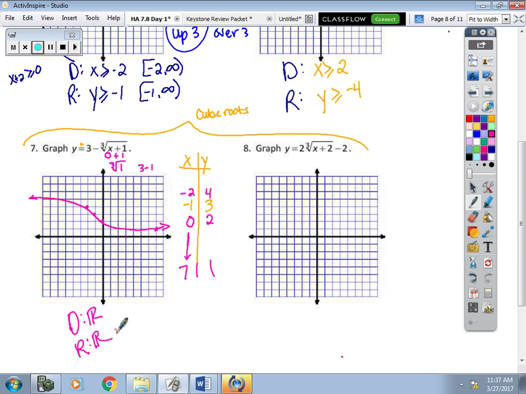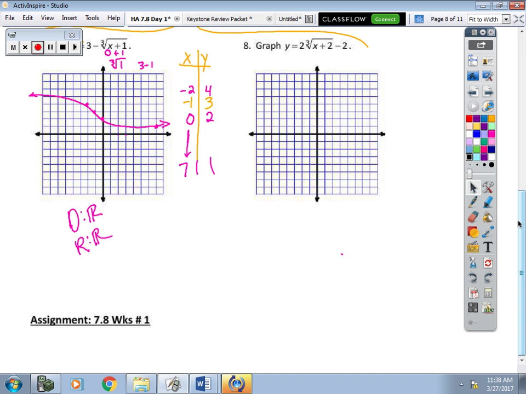We're not going to get a chance to finish 8 because the bell's going to ring here in just about a minute, but you would do the same process with that one. And if you'd like, you can check my teacher page to see how that one looks. Homework is 7.8, worksheet number 1. There's only 2 cube roots on there. Most of them are square roots, and you pick that up on your way in.